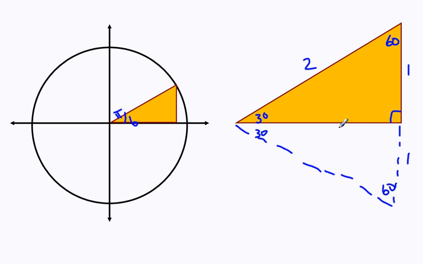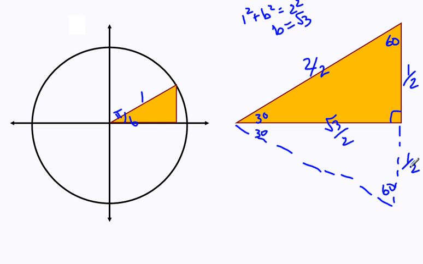this is 2. Pythagorean theorem, 1 squared plus b squared equals 2 squared, and we're going to get that b is the square root of 3. So here's this side, root 3. Only problem is on our unit circle, the hypotenuse has to be 1. So we're going to divide all of these by 2 to get that similar triangle.